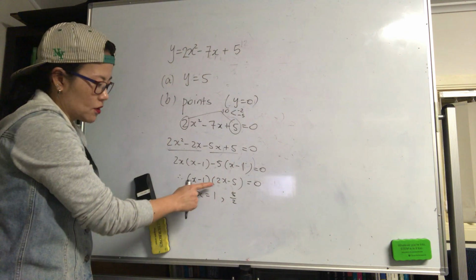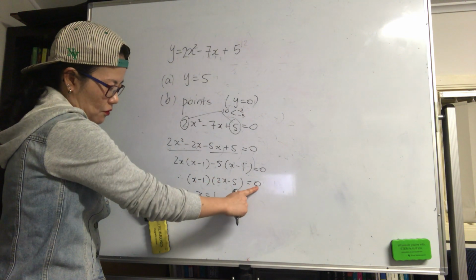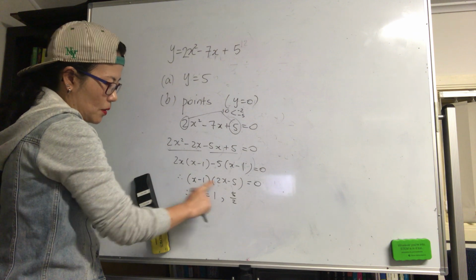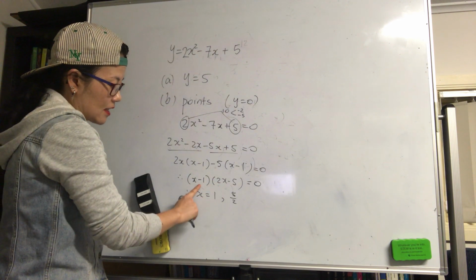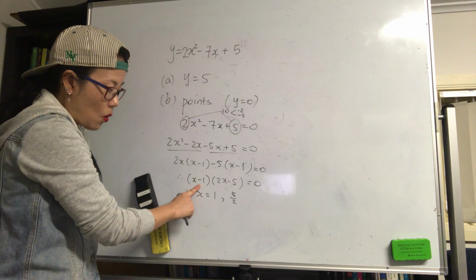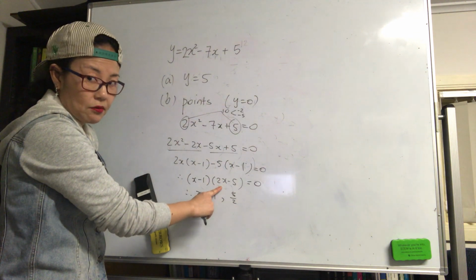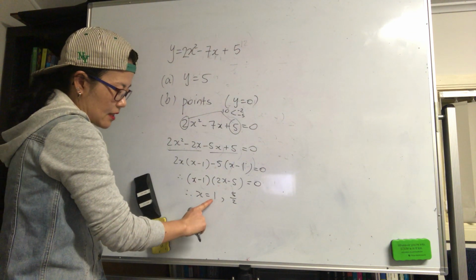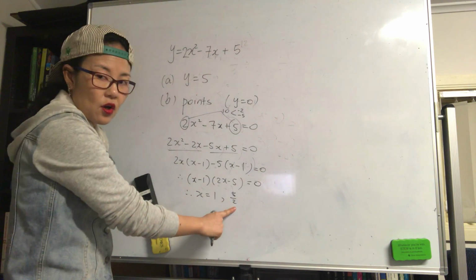How do I know it's 5 over 2? Well, to get 0, one of these, or both of them, has to be 0. So I'm going to say x minus 1 equals 0 or 2x minus 5 equals 0. So the x value is 1 or 5 over 2.